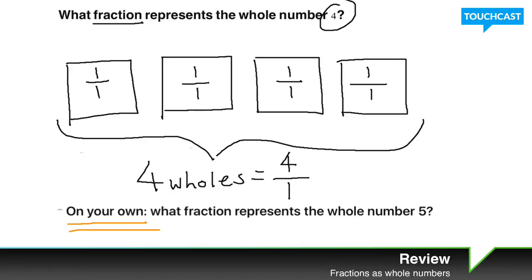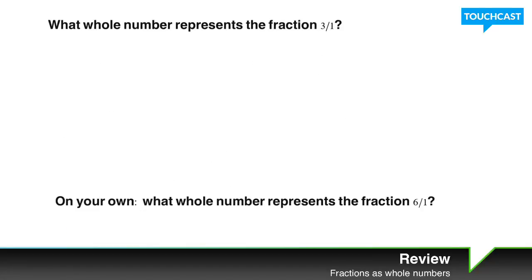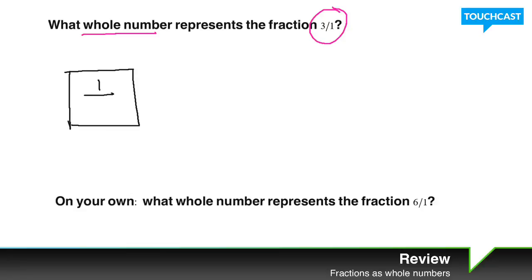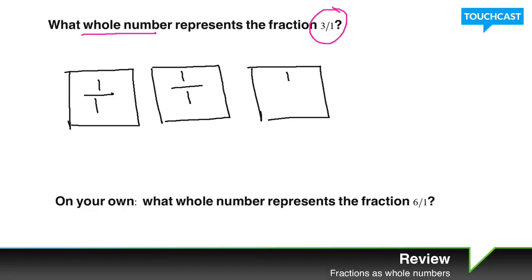Let's take a look at one more example before we wrap up. What whole number represents the fraction 3 over 1? So this is phrased a little differently. Okay, so now let's take 1 whole. 1 whole. So we know 1 whole is 1 over 1. Easy as that. But we're not at 3 over 1 yet. 2 wholes, 1 over 1. And 3 wholes, 1 over 1.